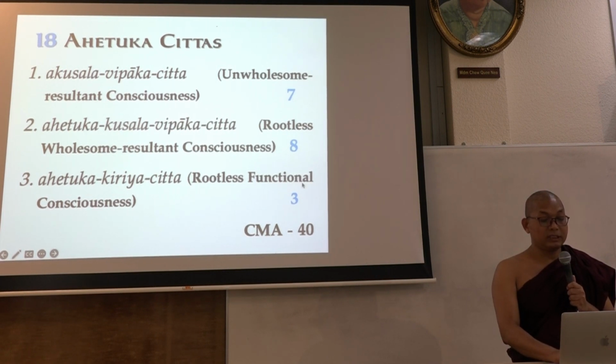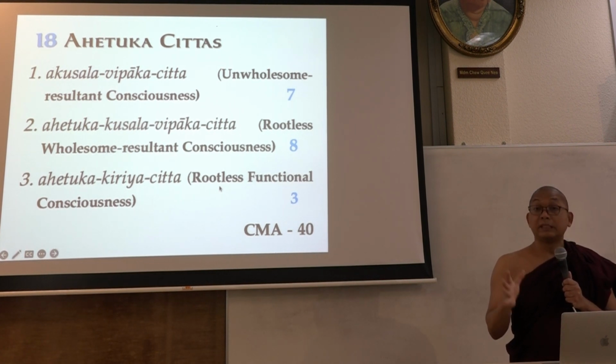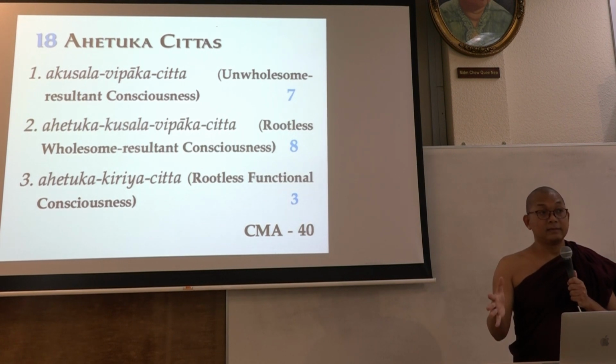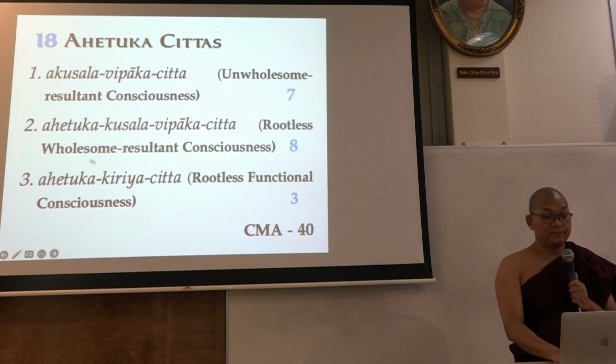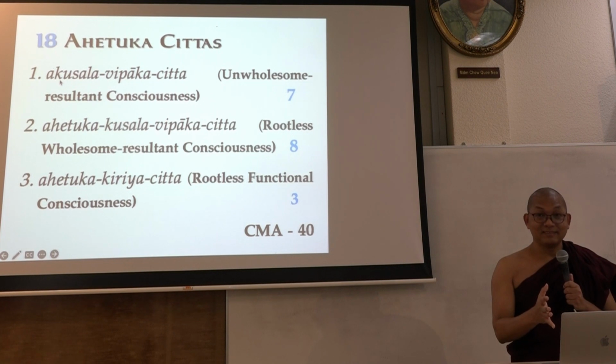Kriya chaita is functional consciousness. Ahetuka, rootless. We have other functional consciousness, other kriya chaitas, which later we have to learn. To differentiate from them, we add the word ahetuka, rootless. Here you can see that for 2 and 3 we have ahetuka, right? But here number 1, no ahetuka. Why? Later I will explain.